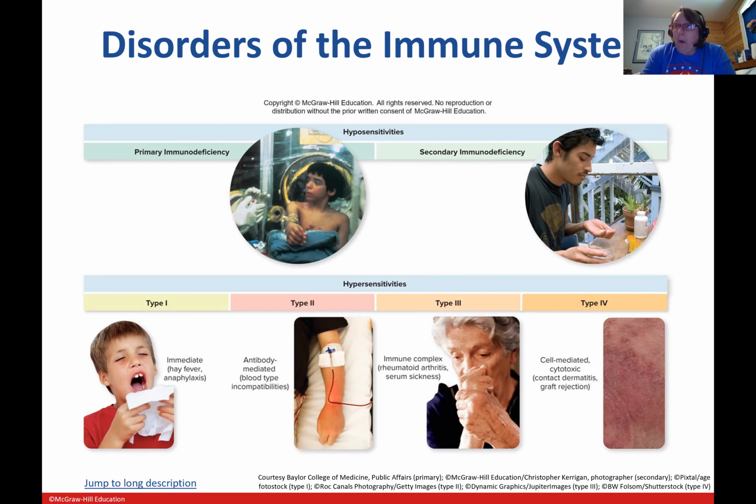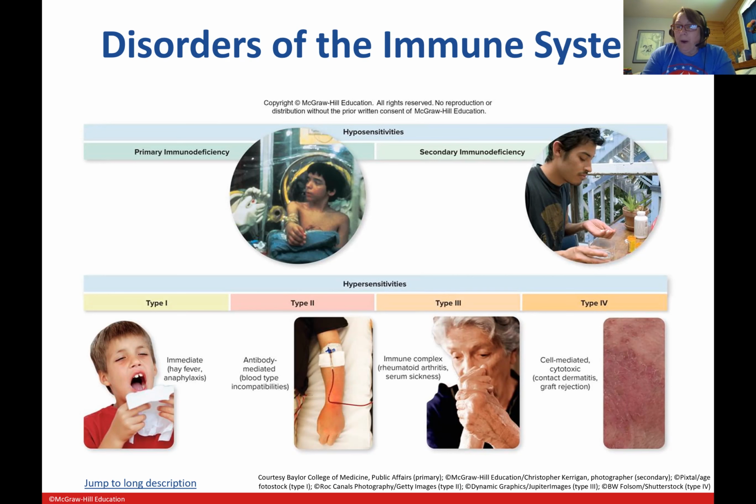Hypersensitivities, where the immune system overreacts, is what we're going to talk about in the rest of this particular section. So type 1 is an immediate response, and examples of that would be hay fever as a less severe example, and anaphylaxis as a more severe example. Type 2 would be an antibody-mediated allergic response, and an example of that would be an improper blood transfusion. So you have a blood type incompatibility, and your immune system is going to attack that. Type 3 is an immune complex issue, and that would be something like rheumatoid arthritis or serum sickness.